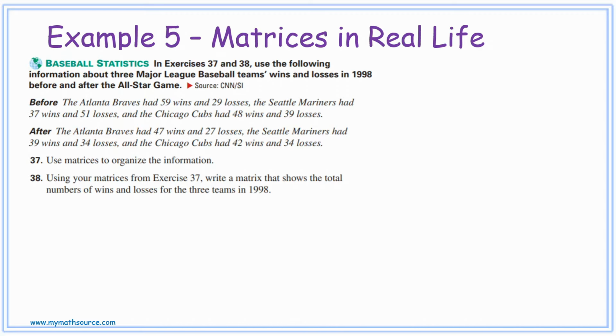Now notice the data that is given before. It says the Atlanta Braves had 59 wins and 29 losses. The Seattle Mariners had 37 wins and 51 losses. And the Chicago Cubs had 48 wins and 38 losses. Notice that after that it shows you the wins and losses after the game for the same teams. So what we're going to do for number 37 is use matrices to organize the information. The way that we can do that is to set it up like this.